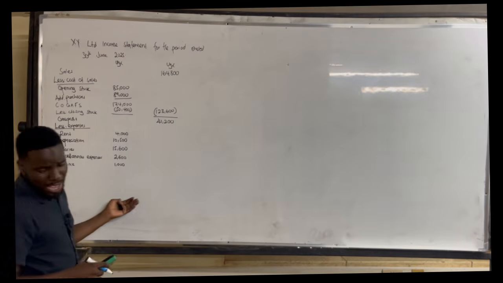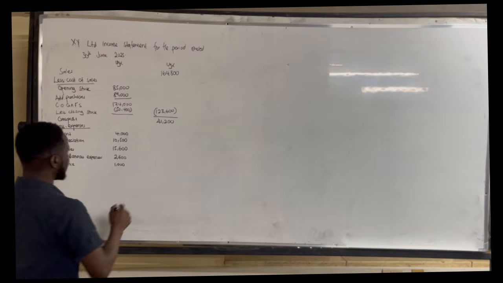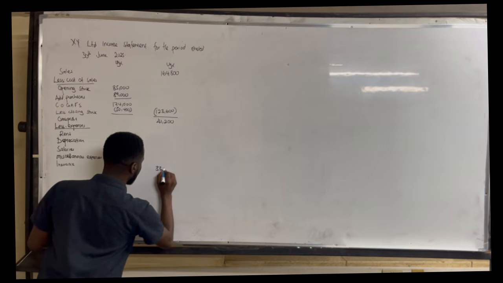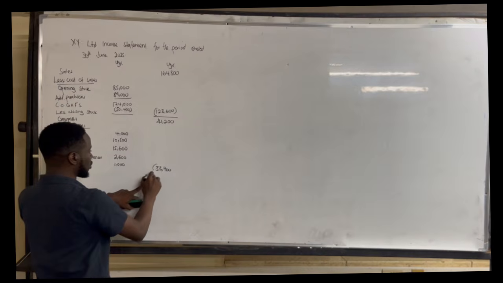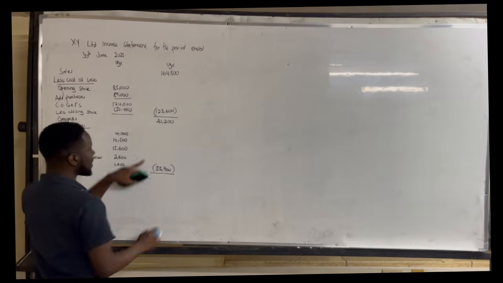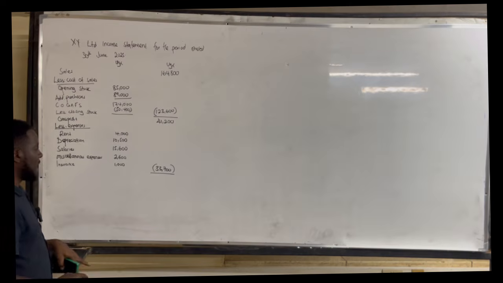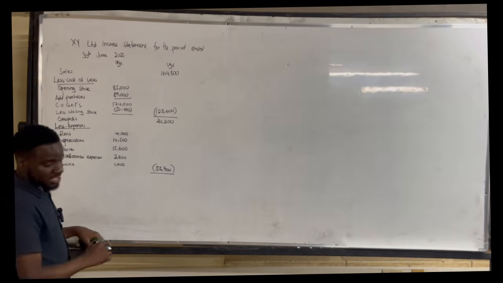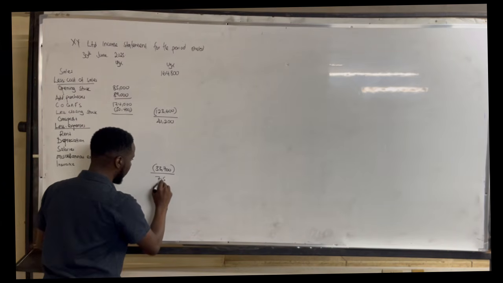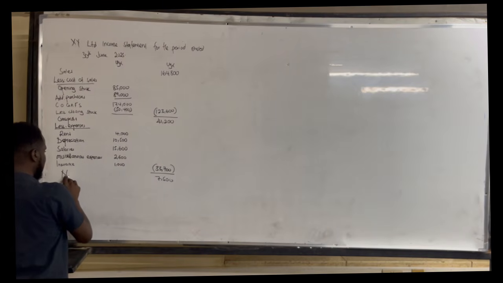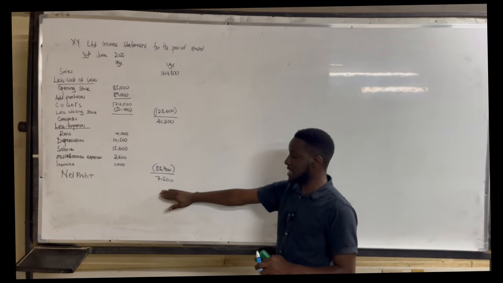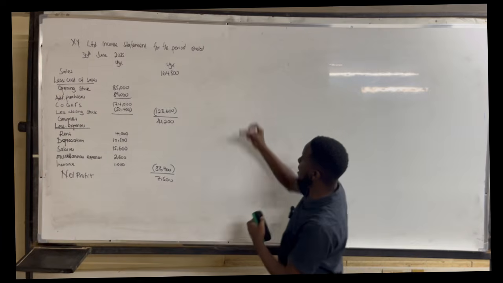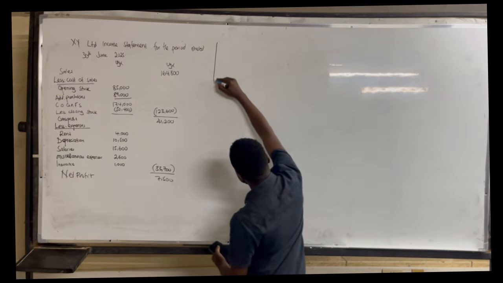Now once you add up these expenses, you are going to get 33,700. So this is our total expenses figure. Now once you subtract the expenses figure from the gross profit, we are going to get 7,500, and you're going to call this one our net profit. So this is the income statement that you're supposed to do. Our net profit was 7,500.